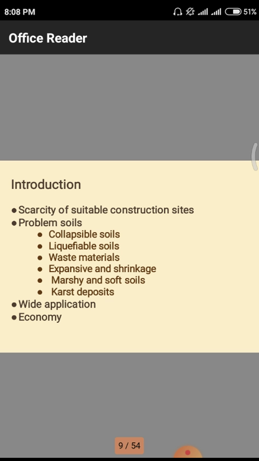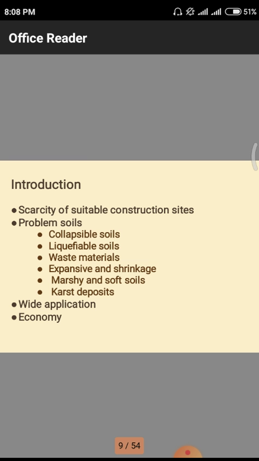Next one is the crust deposits. That means normally crust deposits are found along the coastal areas, due to the flow of tides and other marine deposits. All those come under these crust deposits.